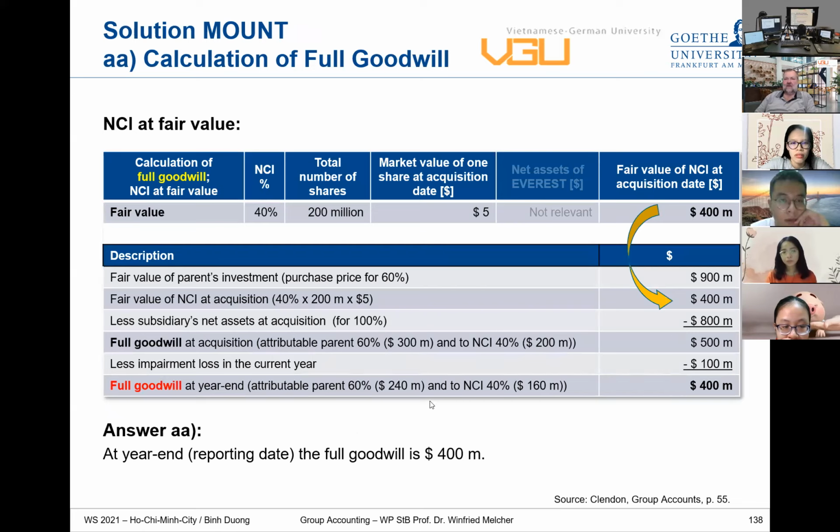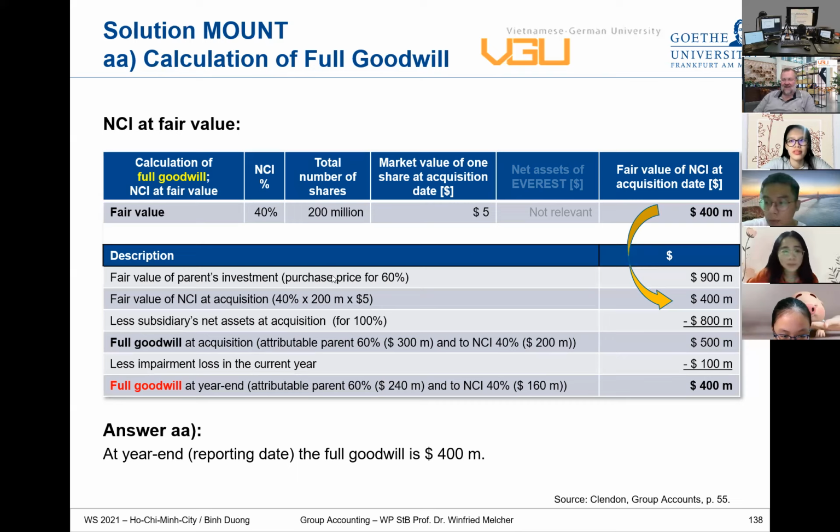So goodwill, oh, it is still there. Please, this should not read NCI at fair value. It should read calculation of goodwill. I'm sorry, I thought I corrected that one. So please just put there calculation of goodwill, because that is what the slide is about. It says calculation of goodwill, at least in the header.